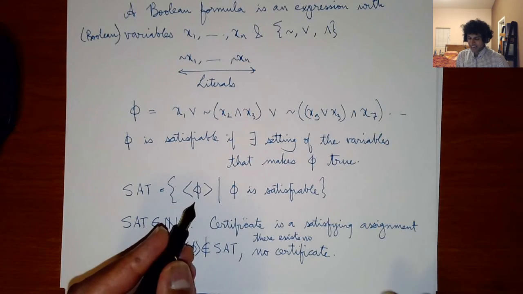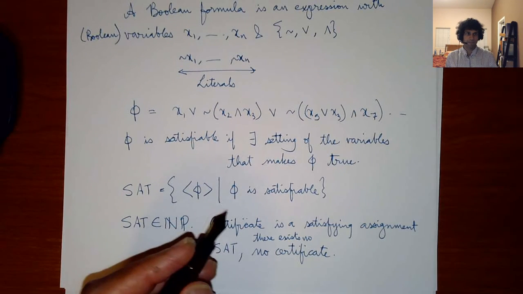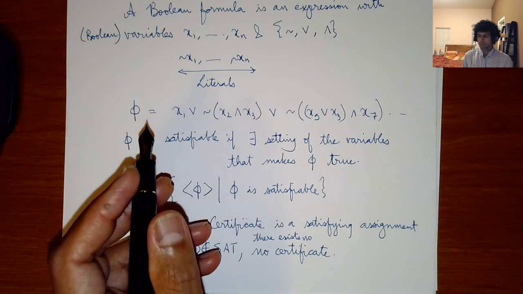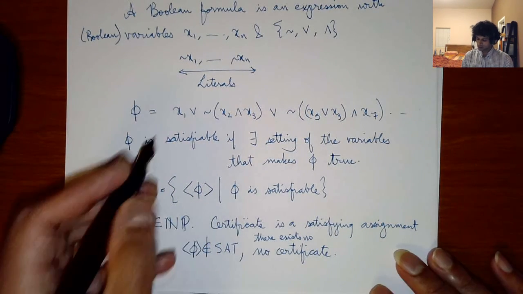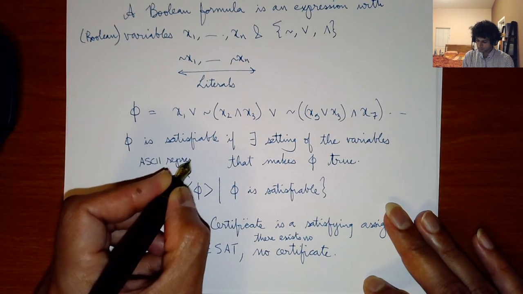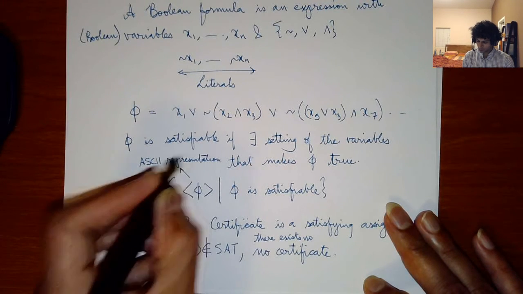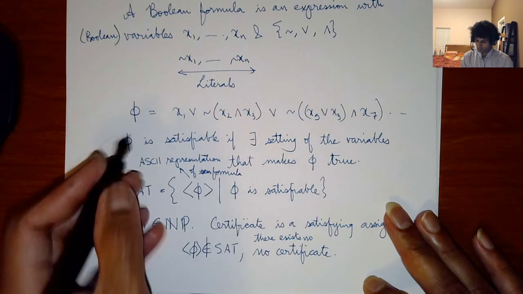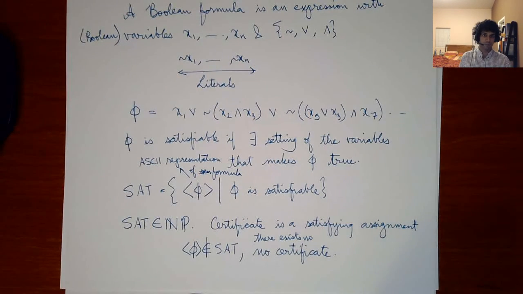Okay? And I should say the encoding, I sort of glossed over this. What is the encoding? You think of it literally as just writing this down in ASCII. Like, that is the encoding. So think of this as basically the ASCII representation of the sentence or the formula. It's just an ASCII representation. I just encode it in binary. Okay, so this is what SAT is. Is this clear?